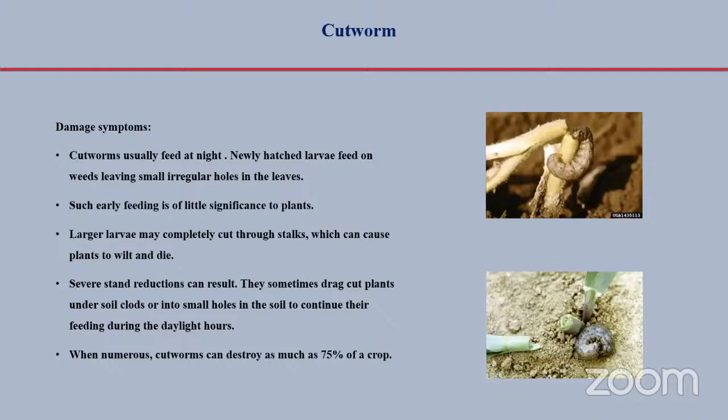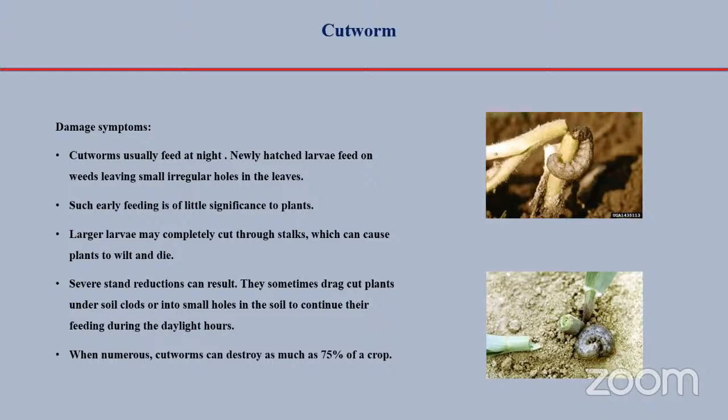So next is cutworm, that is Agrotis ipsilon. Here the damage symptom is like this: they are more active and feed at night. The newly hatched larva will start feeding on the leaves and form small irregular holes. The early instar is not of much economic significance, but once the larvae become larger, they will completely cut the plant through the stalks. This will cause plants to wilt and eventually die. So you can observe that these larger larvae result in severe stand reductions.